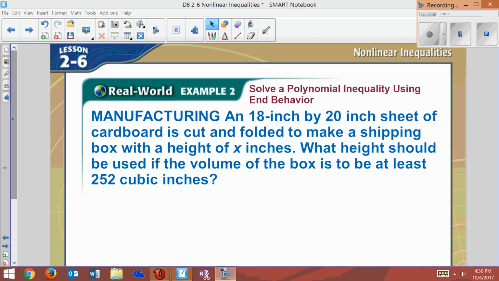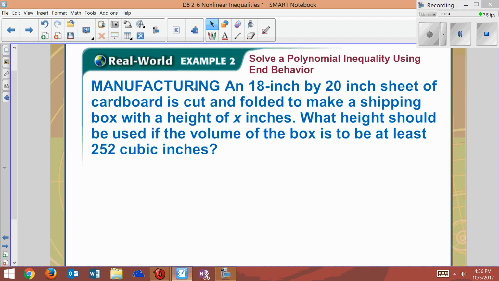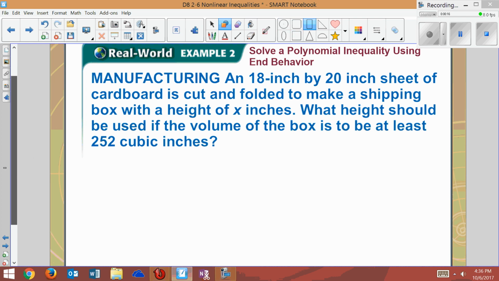Let's look at how we solve a real-world problem. Manufacturing: an 18-inch by 20-inch sheet of paper, cardboard, is cut and folded to make a shipping box with a height of x inches. What height should be used if the volume of the box is to be at least 252 cubic inches? So to help us out, I'm going to start off with the drawing.